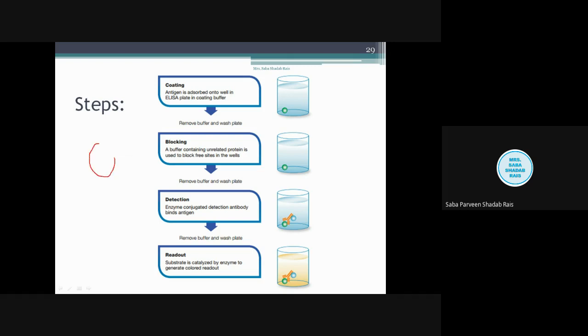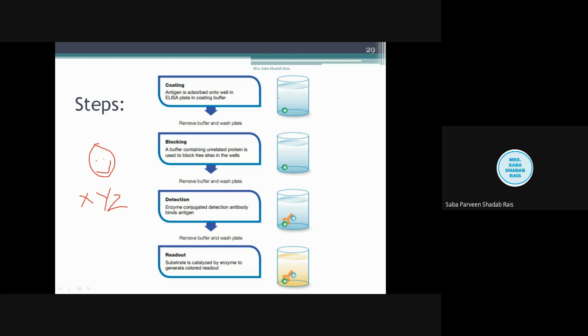Suppose this is a patient, okay? Example le lete hain. So this patient will have antigen X, Y. He may have the Z antigen also. So many types of antigen are there. So here only one antigen of interest is shown, but what is going to happen?